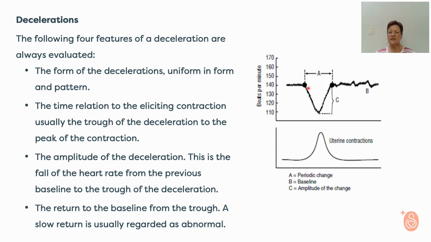How much does the fetal heart rate fall in numbers, if I can call it like this? So here the fetal heart rate is about 140 beats per minute, and it goes down to 110 beats per minute. So there's a deceleration of about 30 beats per minute. And then lastly, the very important aspect that we need to look at is how quickly does the fetal heart rate return back to the baseline?